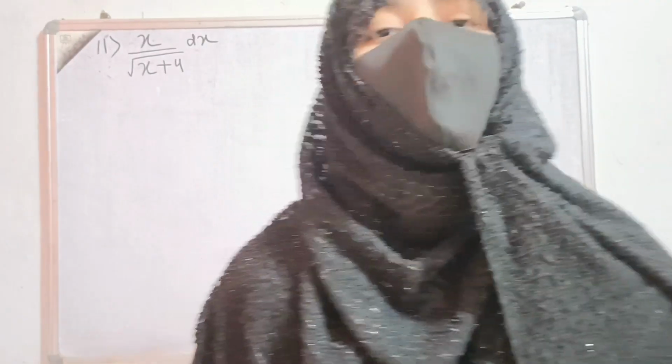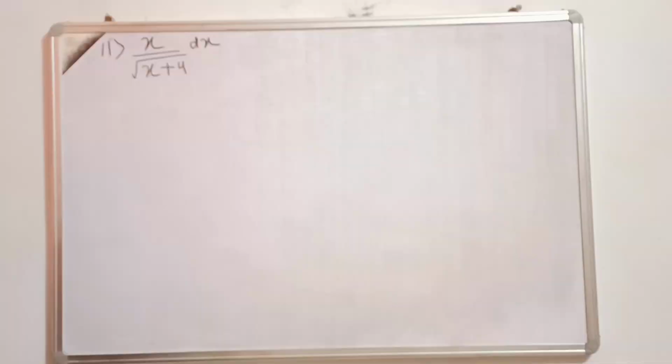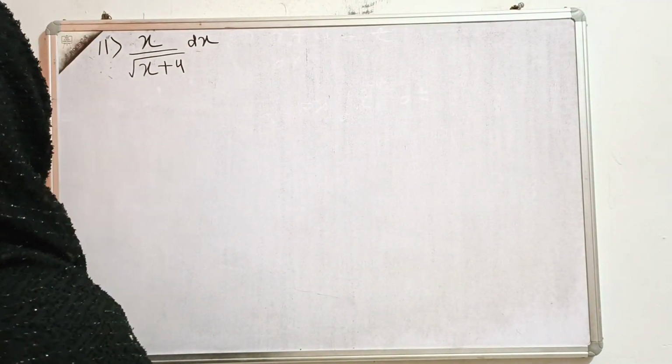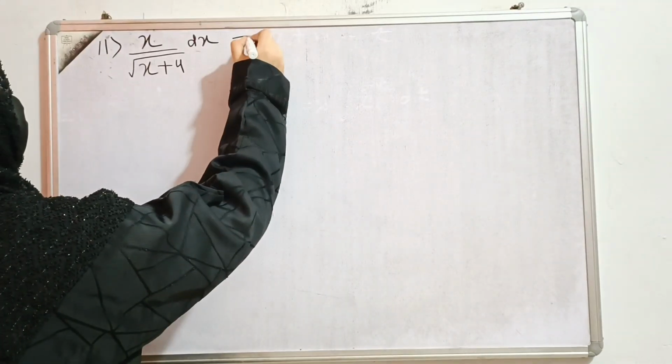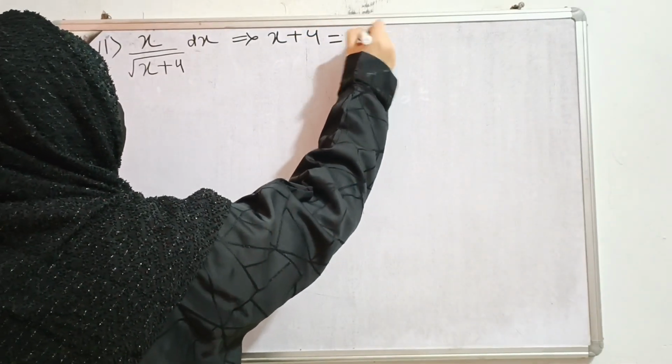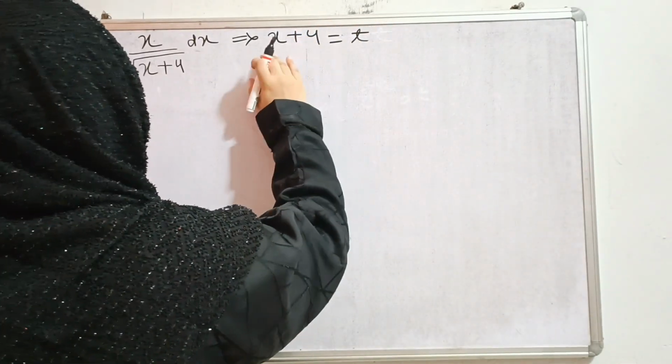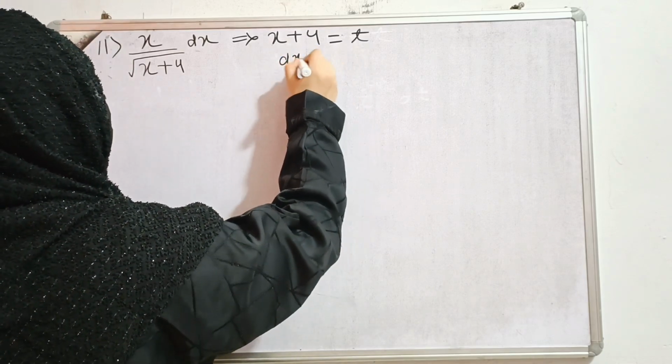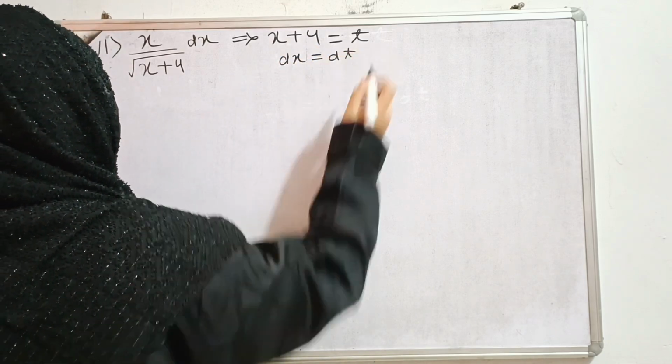Today's topic is exercise 7.2 remaining questions. Now see the question. Integration by the substitution method. So we can substitute: let x plus 4 equal to t. Now differentiate with respect to x. We get dx equal to dt.